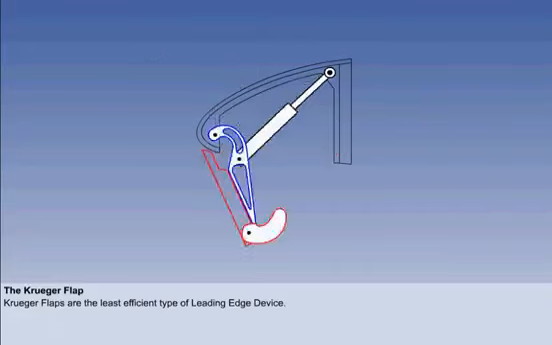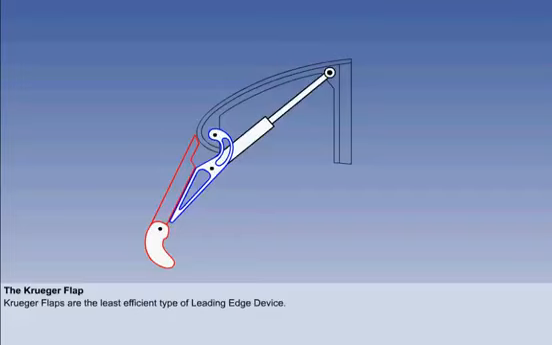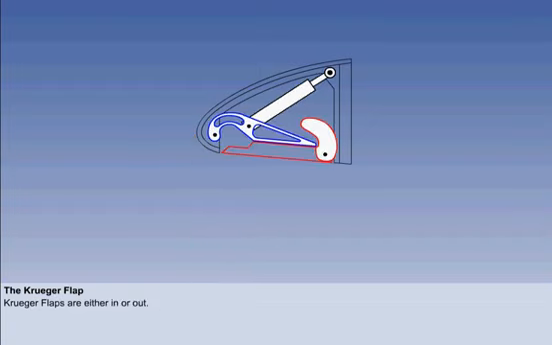When fully out, the Kruger flap gives a smoother path for the airflow over the leading edge of the wing, allowing the airflow to retain maximum kinetic energy. Kruger flaps are either in or out. There are no intermediate angles like trailing edge flaps.